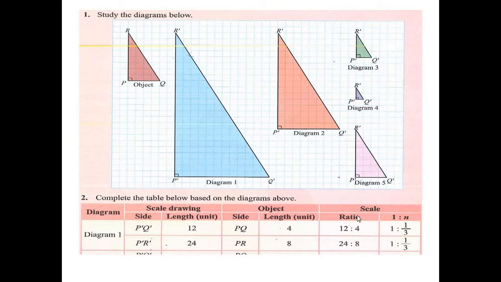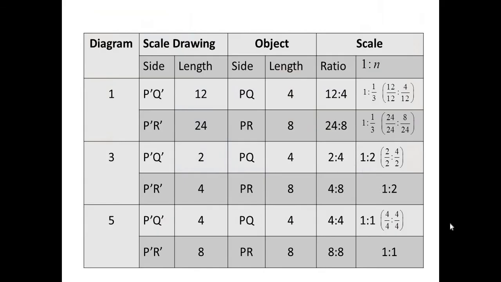So in ratio form, the scale we're going to write as 12:4. And this ratio, in scale form, we have to write as 1:n. When we write it into 1:n, you're going to have 1:1/3. So how does it work? Now we go to the next slide.